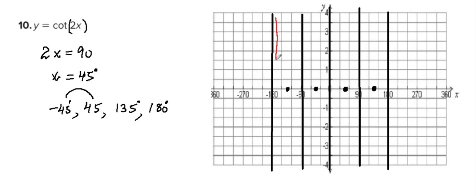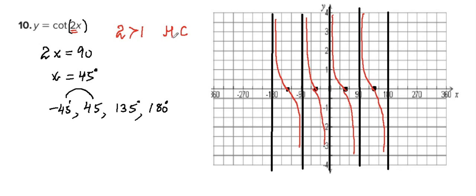Easily you can draw it like this. Curves are not so good, but you should just have the idea about this. And here you can also draw like this. This is the graph of cot 2x. Here is 2, and because this 2 is greater than 1, this is a horizontal compress, remember. I'll show you in Desmos. So this is the graph, and these are the x-intercepts.